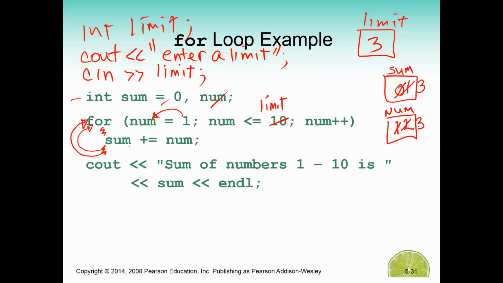3 plus 3, and we're going to leave the result in sum. So 3 plus 3 is 6, and we leave it there. And then we go back, and we're going to be incrementing num again. So now we have a 4, and then we're going to be testing. Is 4 less than or equal to 3? No. We break the loop, we exit, and we go to the next line underneath the loop. And that is going to be the sum of numbers 1 to, we will put here limit, right? Is going to be sum, which is 6.